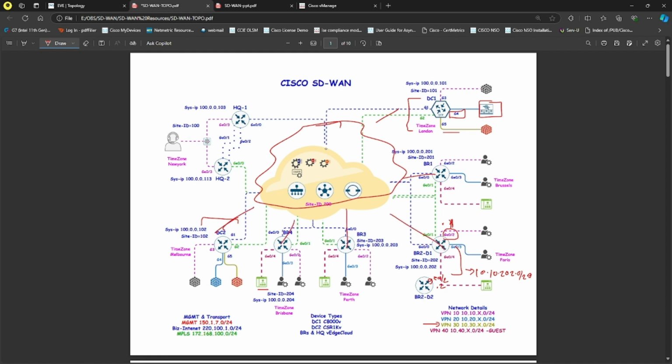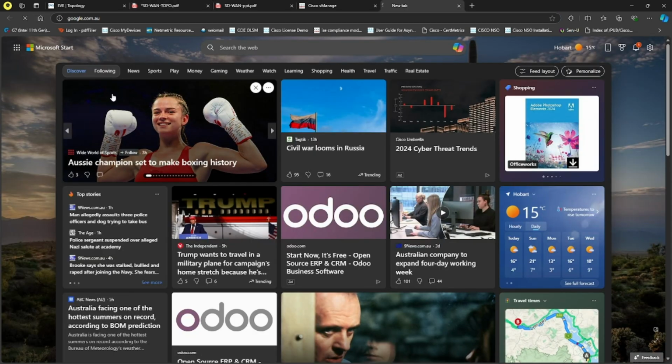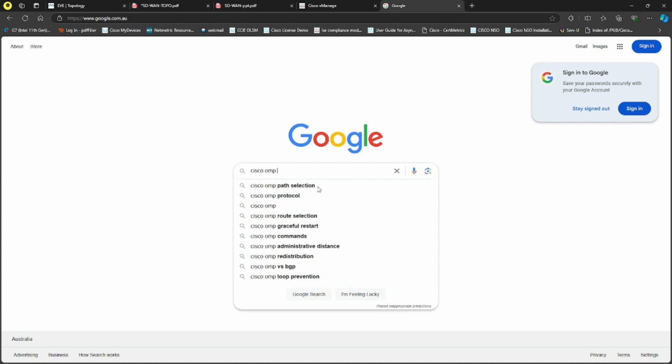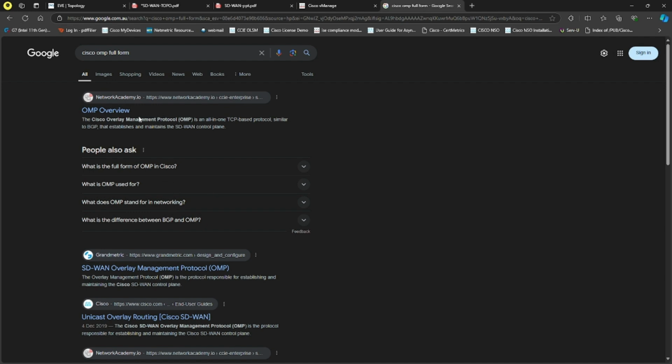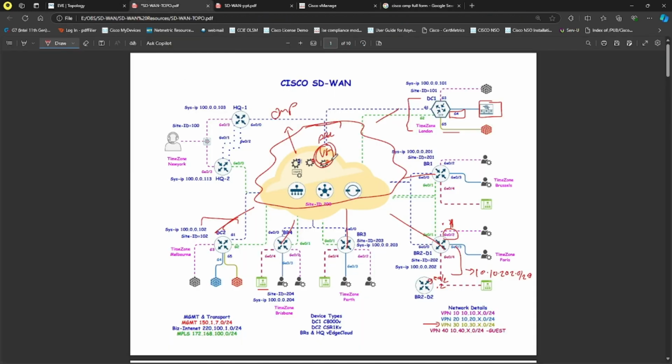In this fabric we have a vSmart, and vSmart gets all the routes. It is learning all the routes via this fabric, and this fabric is known as the OMP routes. OMP's full form is Overlay Management Protocol. Let me verify that one. Yes, Overlay Management Protocol. Why is it Overlay Management? Because everyone has a tunnel connected to their controllers.